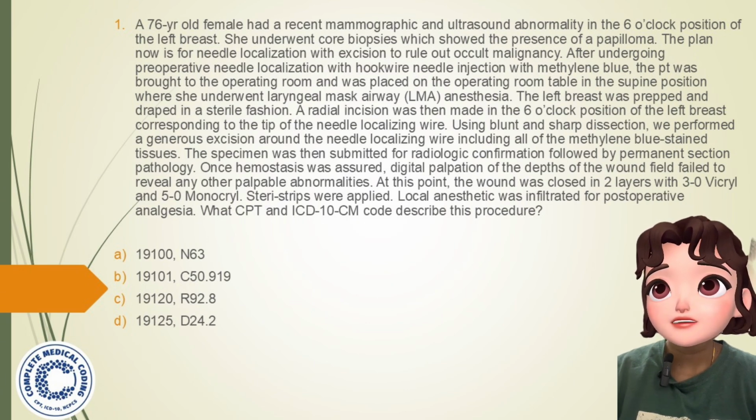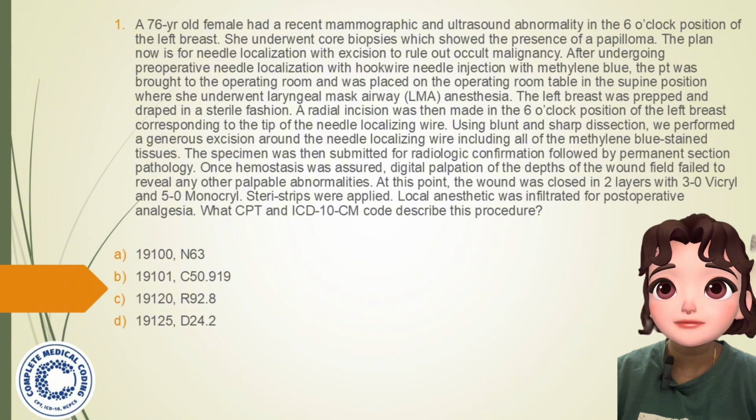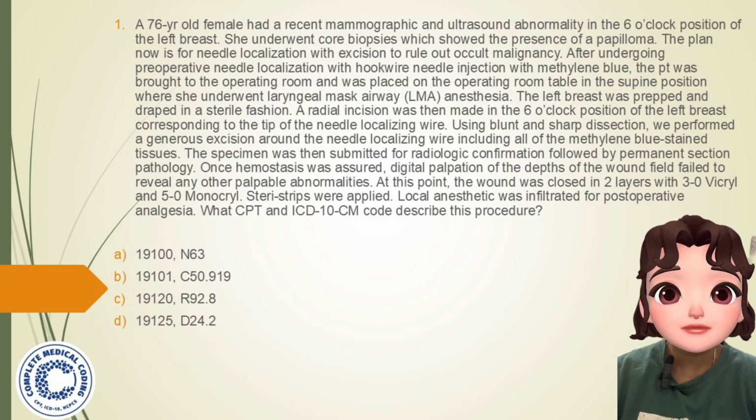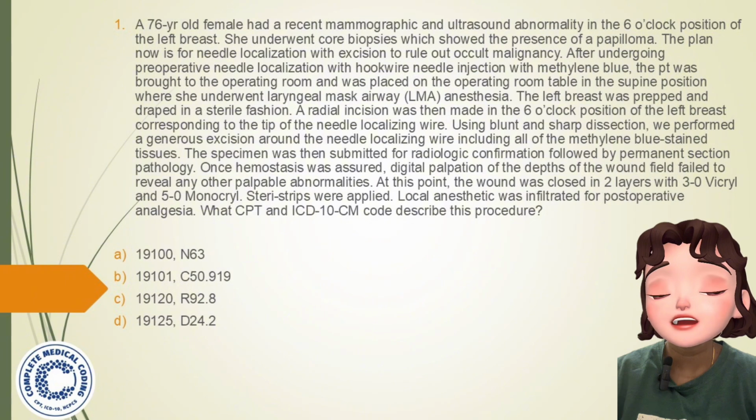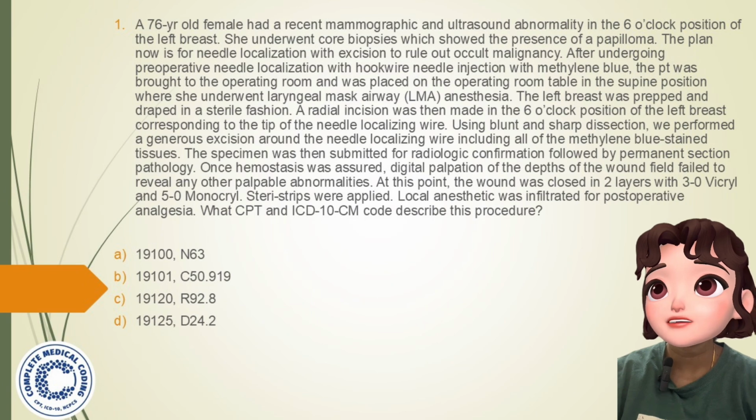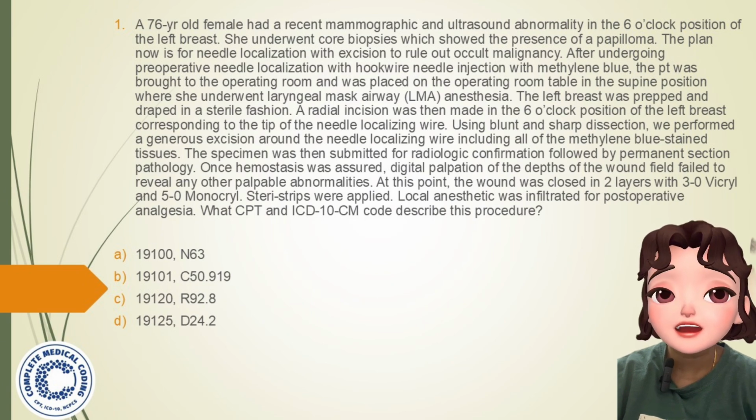The left breast was prepped and draped in a sterile fashion. A radial incision was then made in the 6 o'clock position of the left breast, corresponding to the tip of the needle localizing wire. Using blunt and sharp dissection, we performed a generous excision around the needle localizing wire, including all of the methylene blue stained tissues. The specimen was then submitted for radiological confirmation, followed by permanent section pathology.